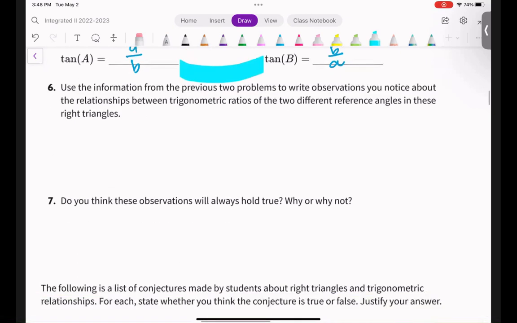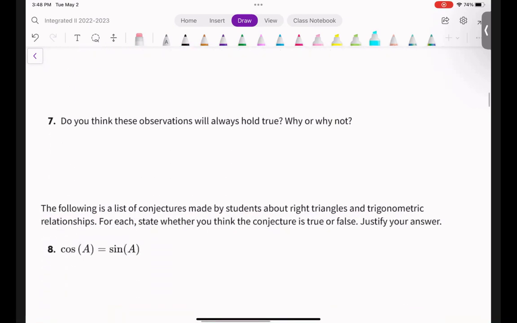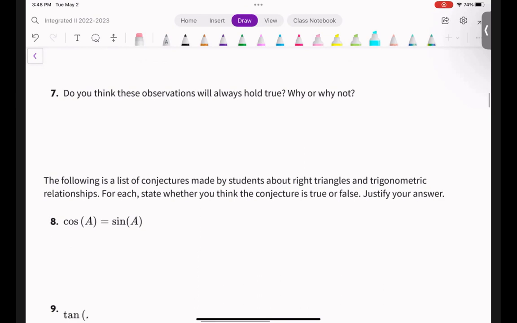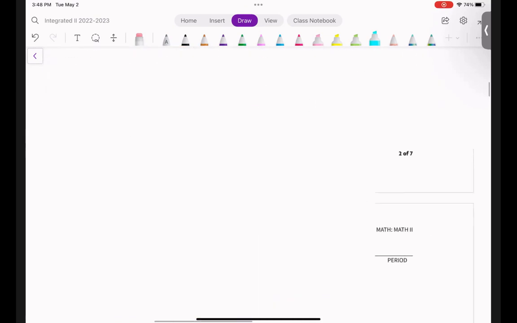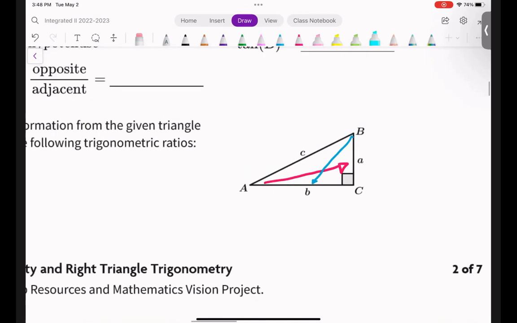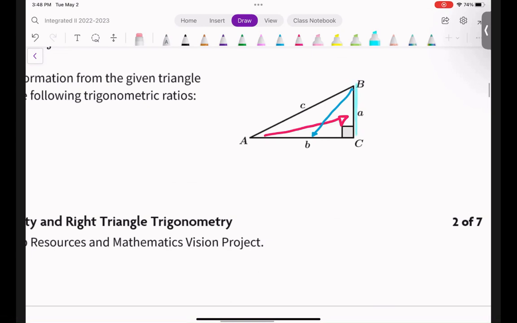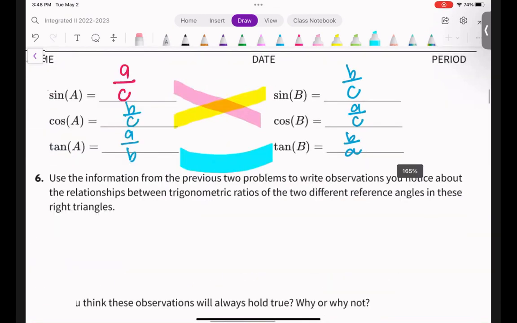Okay. And then they say, do you think these will always work? And we talked about that as well. It makes sense because we had talked about, if I remember correctly, when I look at A's opposite, that's this side right here, right? But A's opposite is B's adjacent. So that's why it makes sense that they'll switch like that, right?